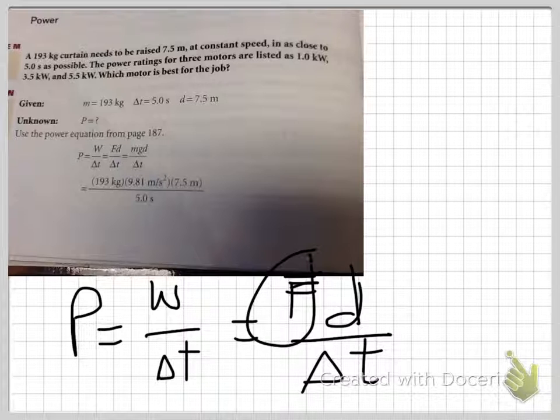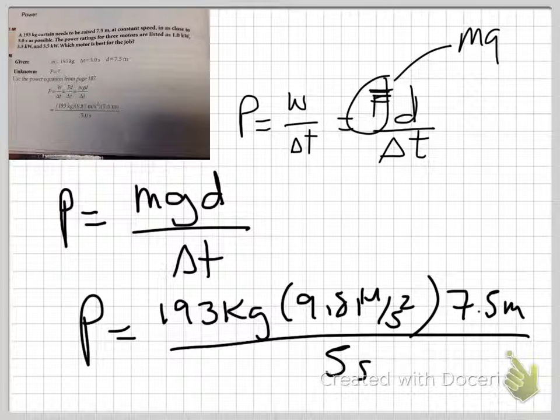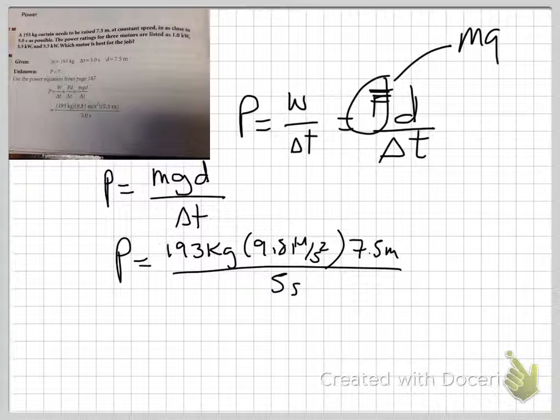So the force that's necessary is going to be the mass of the curtain times gravity, because if we're raising it at a constant velocity, we just have to overcome gravity. Okay, so what we're solving for is just the power needed, and then we're going to match it to the pile of miscellaneous motors we've got. So we've got everything plugged in: a 193 kilogram curtain, opposing gravity 9.81 meters per second squared, moving 7.5 meters over the course of 5 seconds.